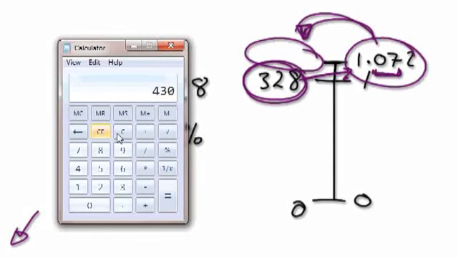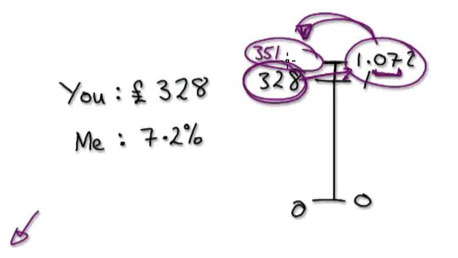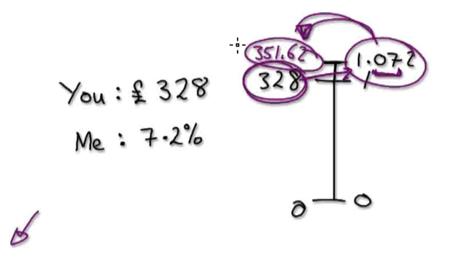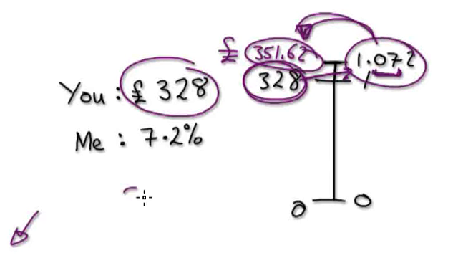So calculator, clear it. 328 times 1.072 equals 351.62. So that's if you lend me this amount, I will need to pay you back £351.62. Okay. Right. Next question here. Oh no, that's it. Okay.